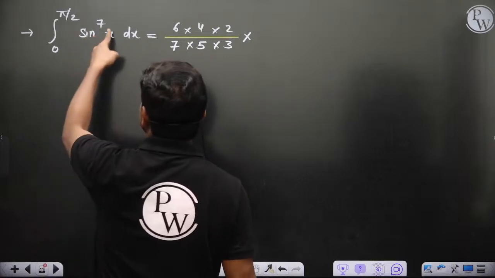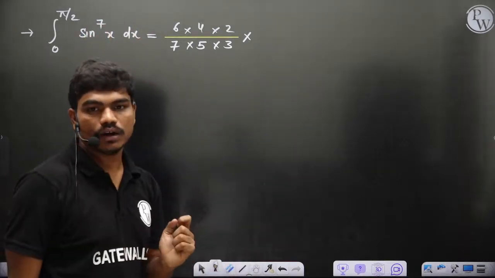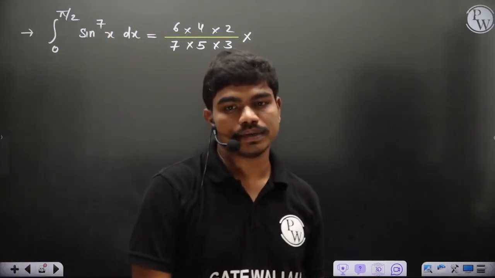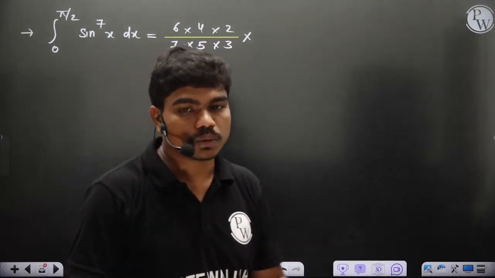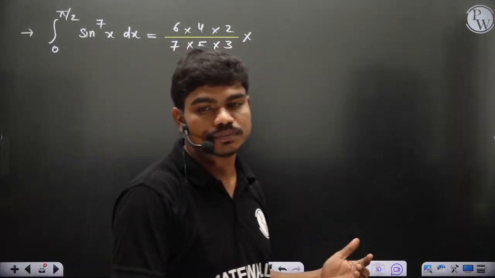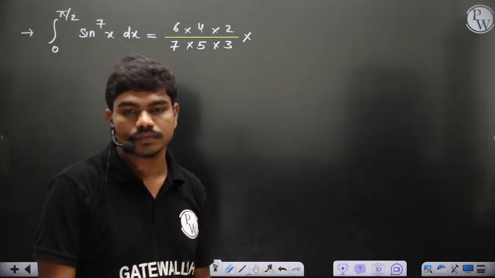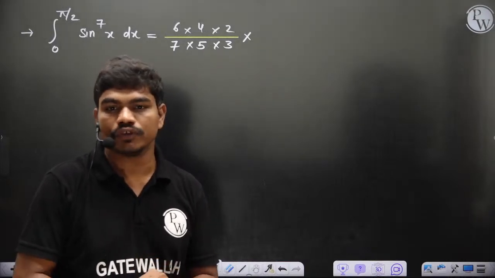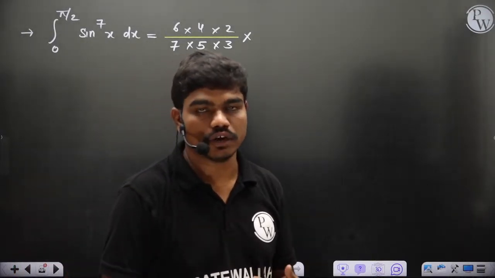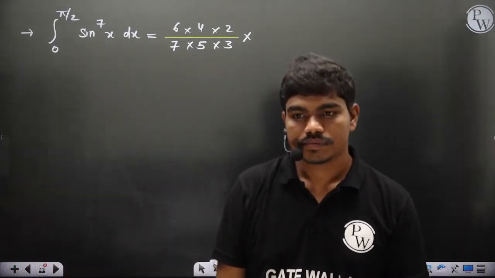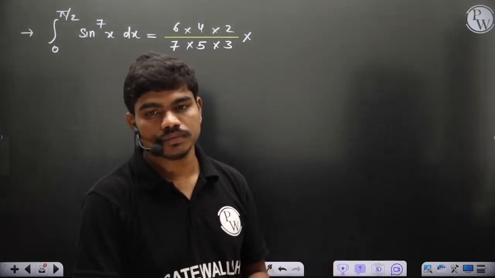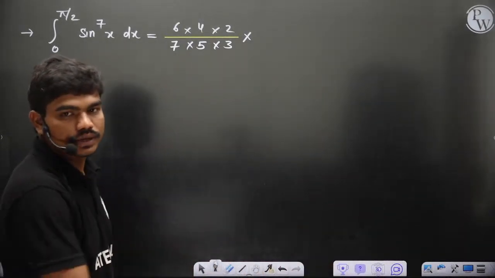Now tell me, this n is odd, so what is the value of k? 1 or pi by 2? Please tell me. Here this 7 is odd, so k equal to 1 or pi by 2? Everyone, please type in the chat box. What is the value of k? 1 or is it pi by 2? 1, right? So the k value is 1.